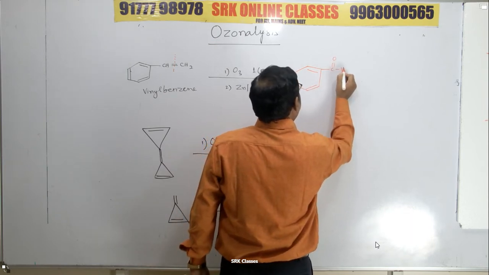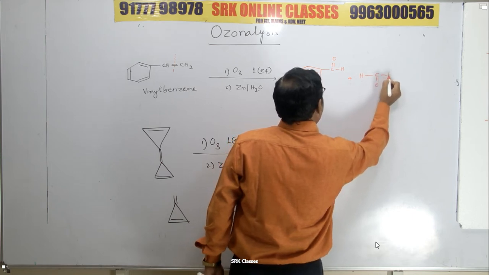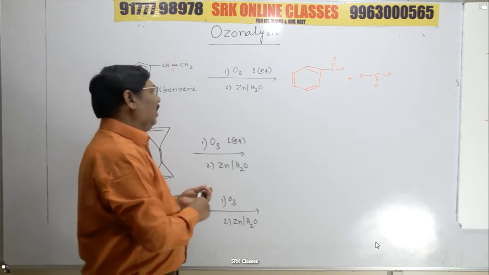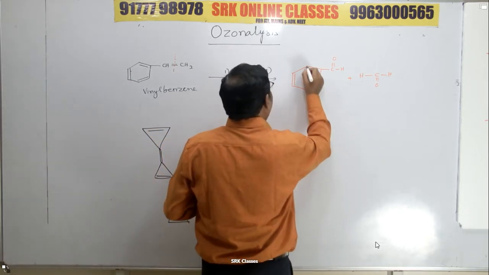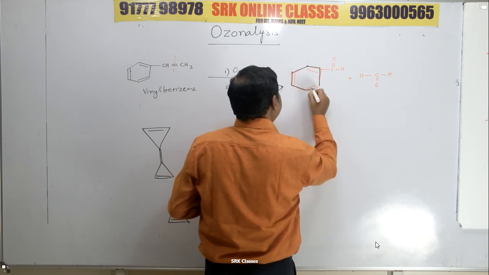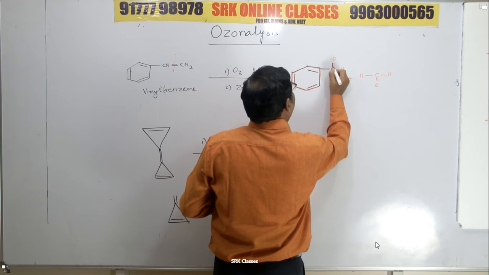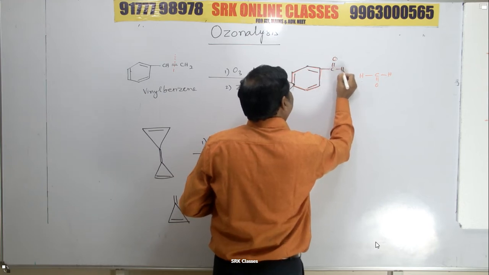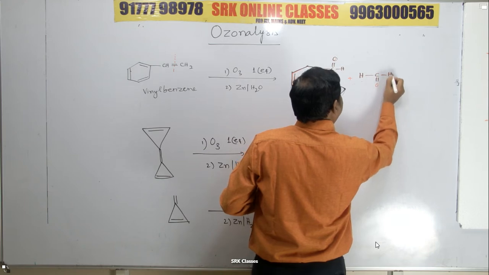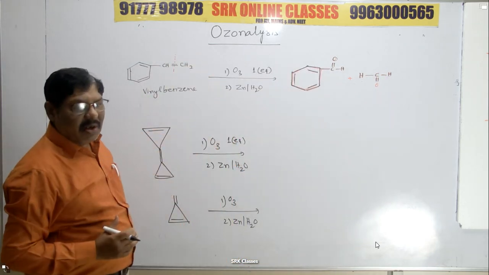benzaldehyde plus formaldehyde. That is the product. I'll write once again. One is benzaldehyde and the second compound is what? Formaldehyde. That is the product formed. Only the outside double bond easily undergoes ozonolysis.